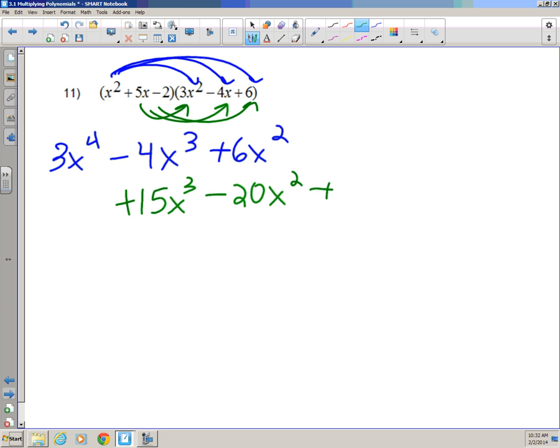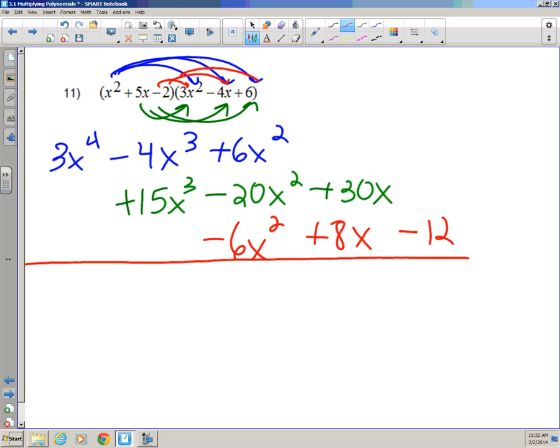5x, positive 6, 30x. One more piece with the negative 2. Negative 2 times 3x squared, negative 6x squared. Negative 2, negative 4x, positive 8x, negative 2, positive 6, negative 12. Again, when you do the distributive property, assuming you do the indenting, every like term gets lined up quite nicely for you. Final answer, x^4s, just 3 of them.